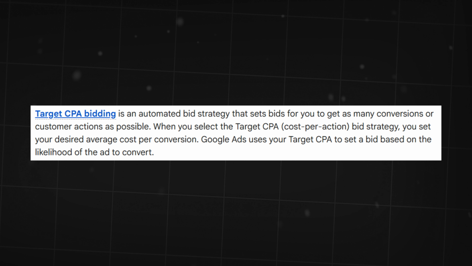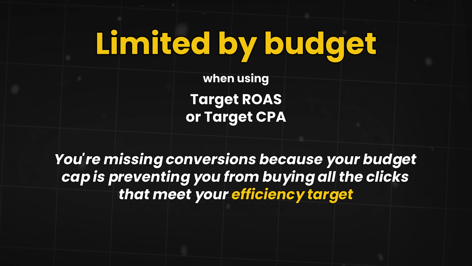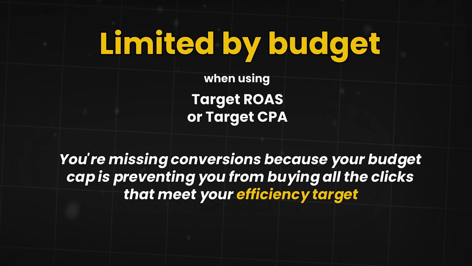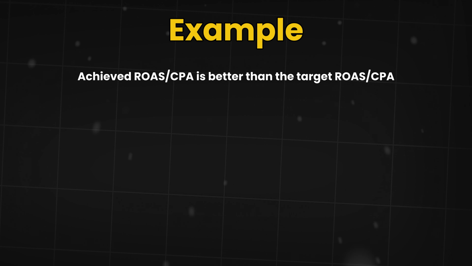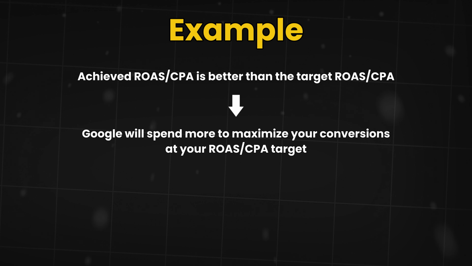Because Target ROAS, just like Target CPA, are designed to get you as much revenue or as many conversions as possible, as long as the campaign is meeting your ROAS or your CPA targets. These bidding strategies are not designed to take your budget into account. So, for example, when your campaign is overachieving, meaning that its return is better than your target, Google will rightly believe that there are more possible conversions out there on the market which meet your efficiency target. And naturally, Google is going to start spending more.